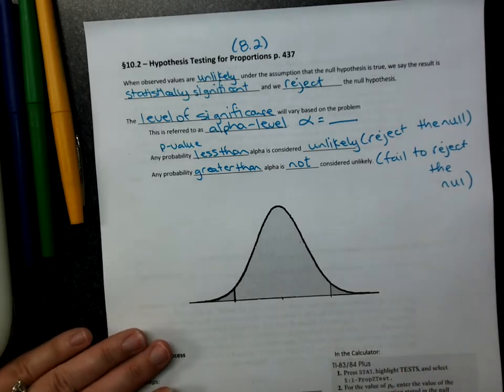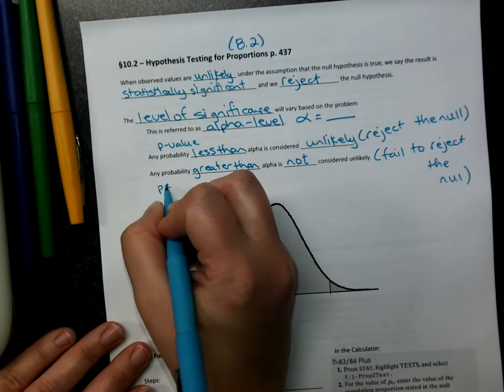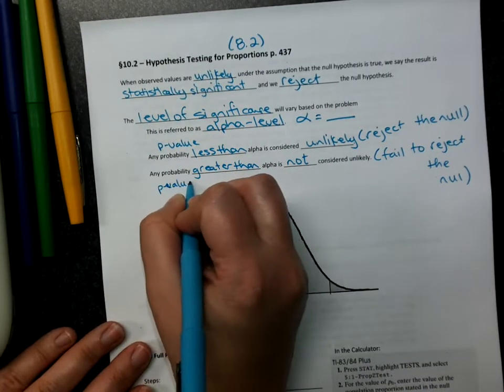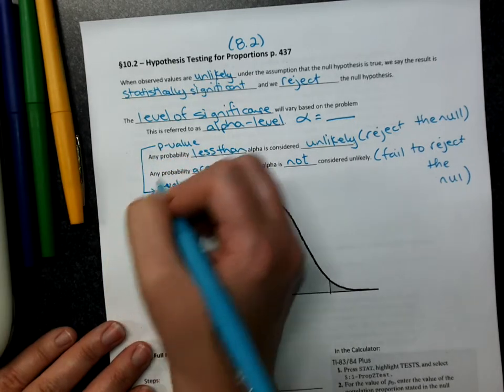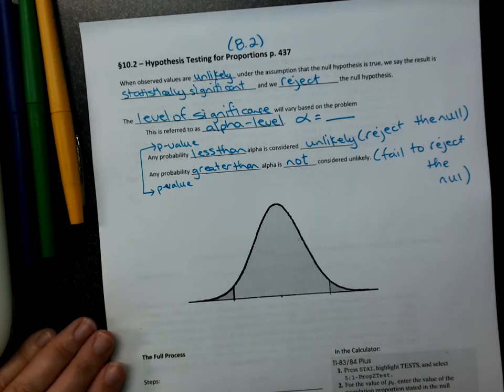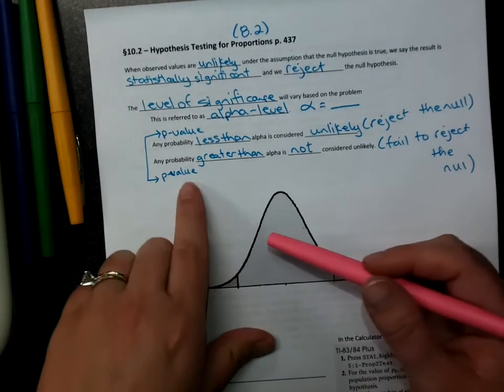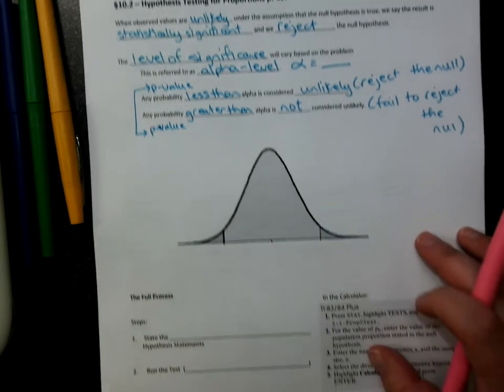Now, your textbook gets into the classical approach and the p-value approach. I am only going to show you the p-value approach because I think that makes more sense. If you'd like to look up the classical approach, it is in your textbook and you can see how that works. The conclusions are the same. It's just what numbers you use to make your decision. I'm always going to use the p-values to make the decision.